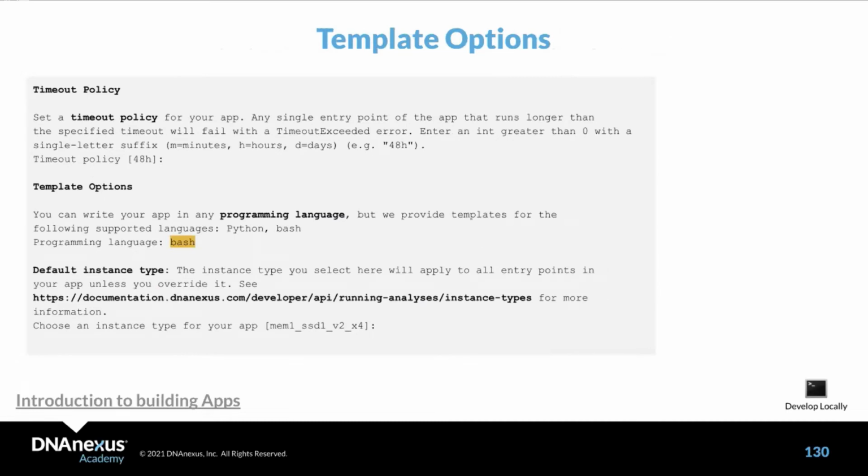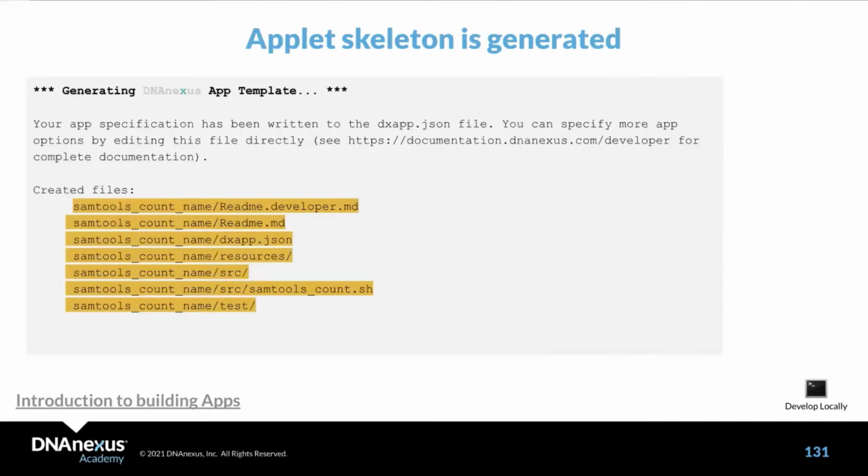Then you will also specify the timeout policy, which is by default 48 hours, and the template option. Currently, you can select from 2 options, Python or Bash, and that will show it with R, how you can use it. And then you need to choose instances. Currently, you will be seeing all of the instances, but you need to use those instances that are for AWS. And after that, it starts generating your applet skeleton, and then you will see something like this.